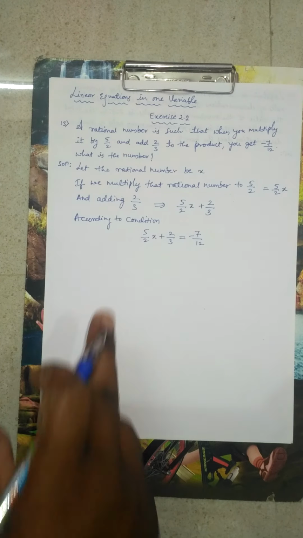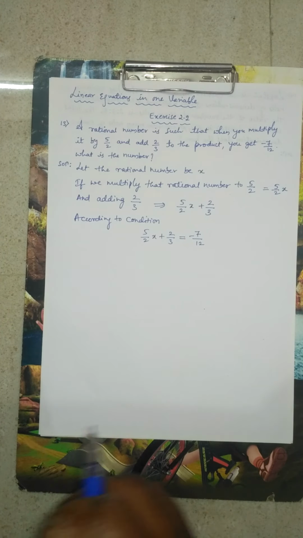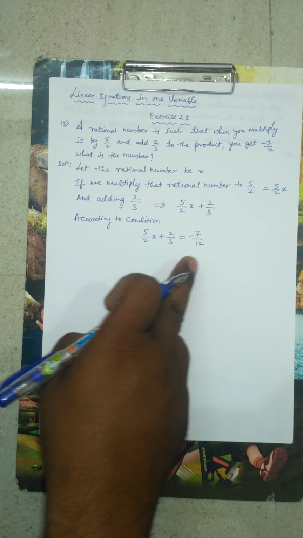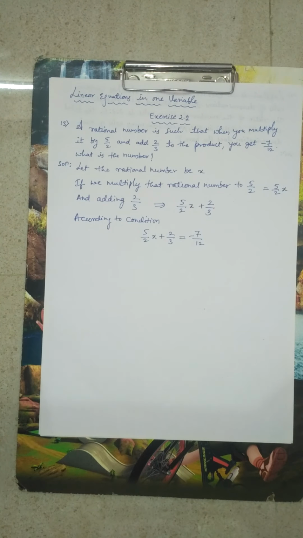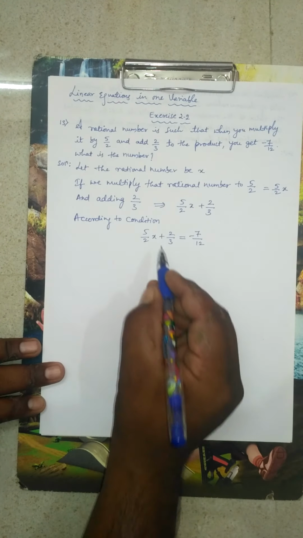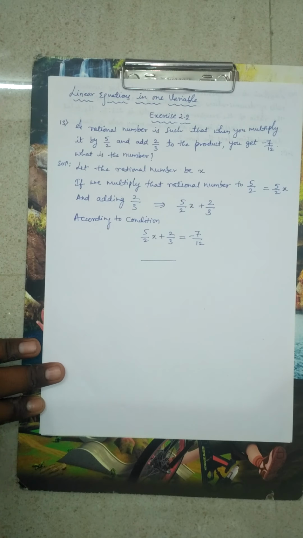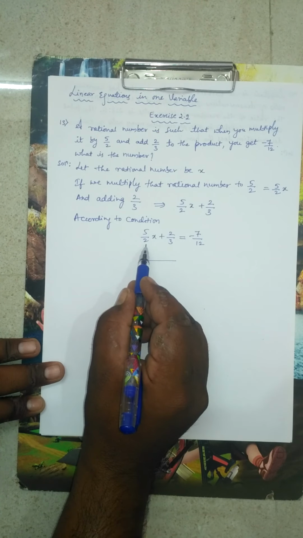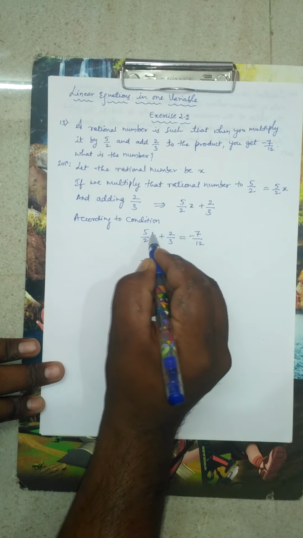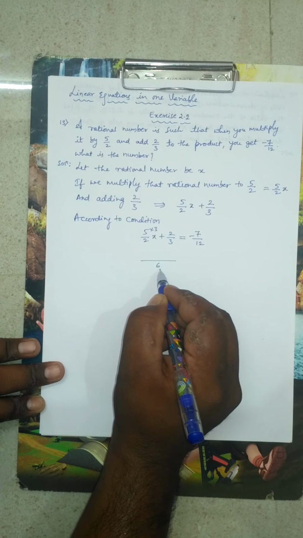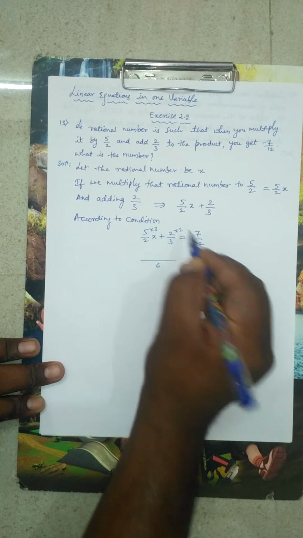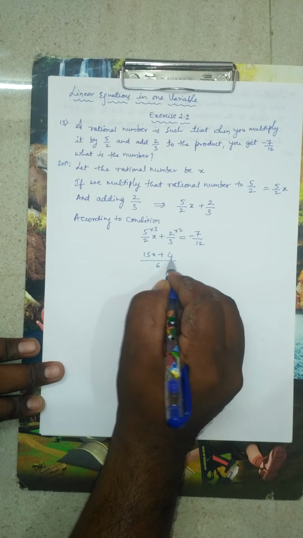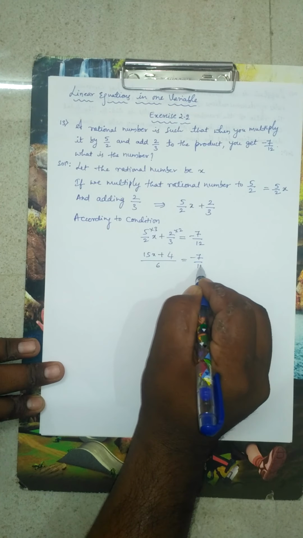So now what we have to find out? We have to find out what is the value of x. Because to that rational number we multiplied by 5 by 2 and added 2 by 3, we get minus 7 by 12. So now here we have to go for the LHS. Two denominators are there, for that reason we have to go for LCM. So LCM of 2 and 3 is 6. 6 divided by 2, that is 3. 6 divided by 3, that is 2. So now 5 threes are 15x plus 2 twos are 4, equal to minus 7 by 12.